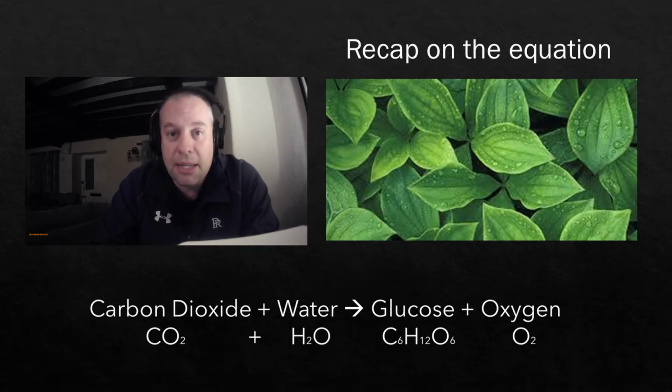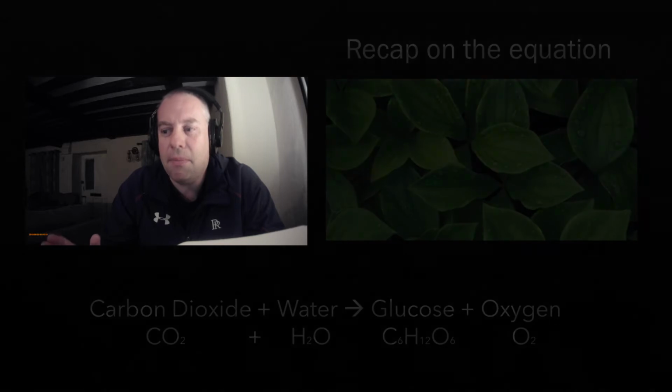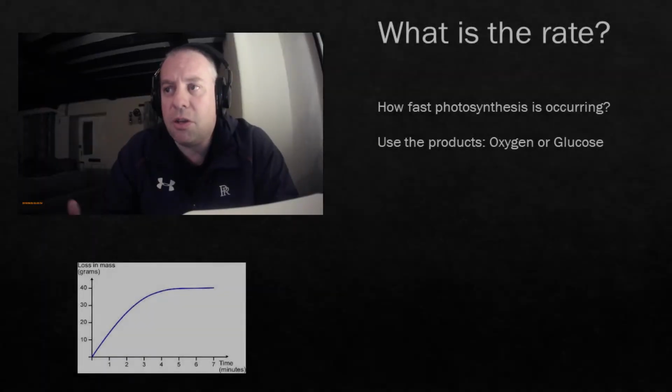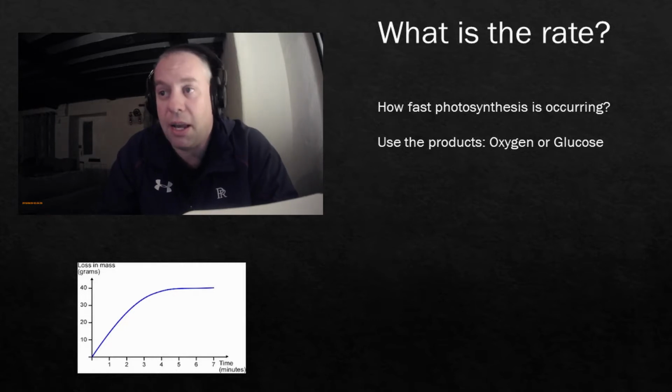The purpose of today's lesson is not to go over that, but to work out how I know what the rate of photosynthesis is and how I can measure that. So first things first, what is a rate? In this case, the rate of photosynthesis is how fast it's working, how fast it's occurring. To do this, we can use the products to measure it. In this example, we're going to use the oxygen to measure how fast photosynthesis is happening.